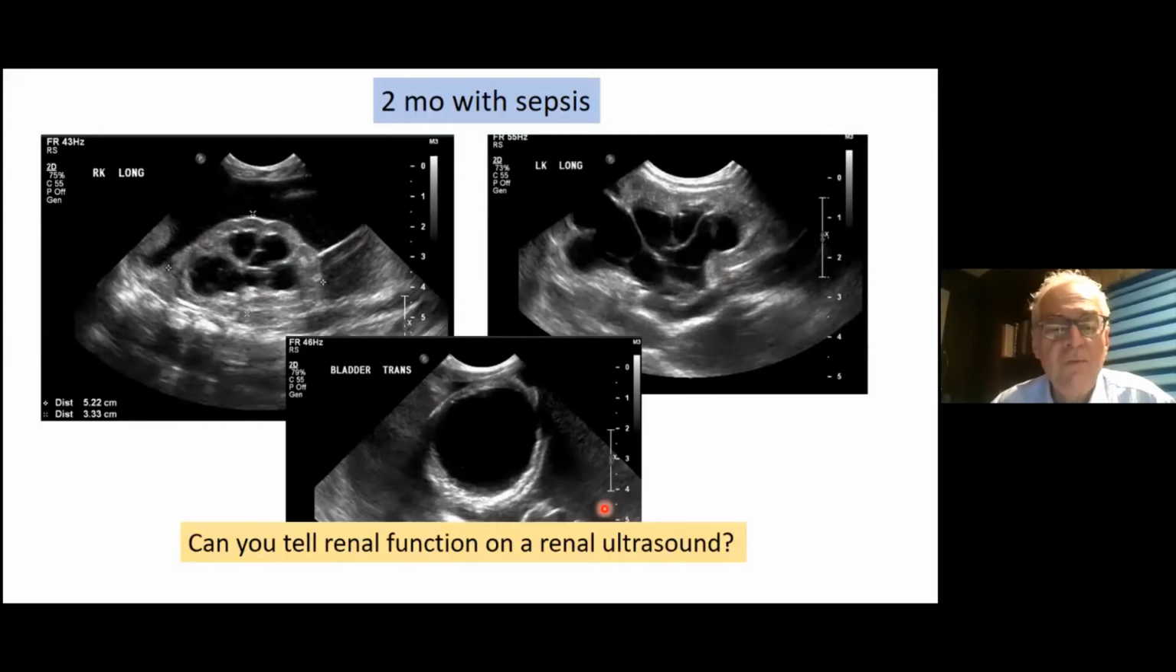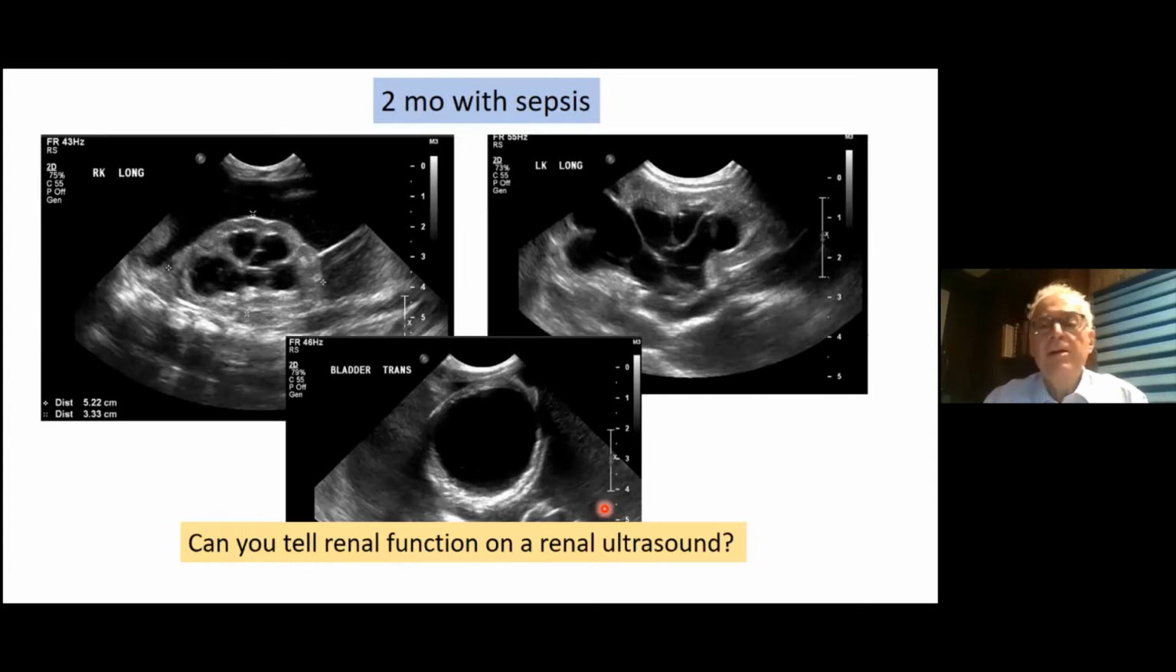So I have one other question for you. Can you tell renal function from a renal ultrasound? It's somewhat of a trick question. Anyone want to venture a guess, yes or no, in the chat box? We have a very quiet group today. Can you tell renal function from an ultrasound?